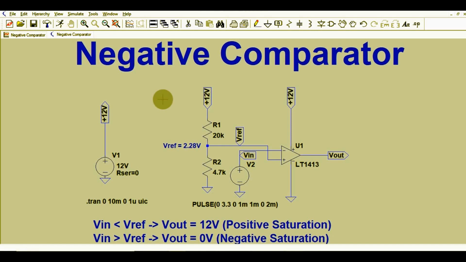So in a nutshell, when your input signal is less than V reference, your V out equals 12 volt, and whenever your input signal is greater than V reference, your V out equals 0 volt. So hope you understand the concept of the negative comparator.